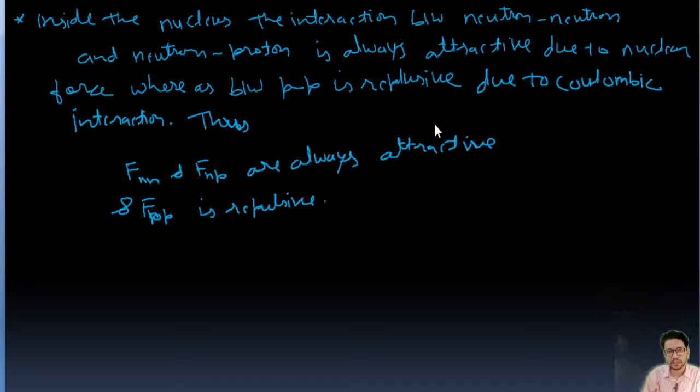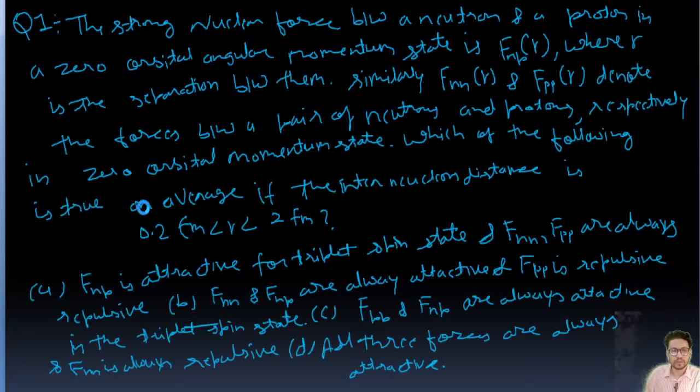Which option is matching? Let me check. So option B is the correct one, right? Okay, so option B is this one, guys. Fnn and Fnp are always attractive, that is correct, and Fpp is repulsive in the triplet spin state. So this is the correct option.